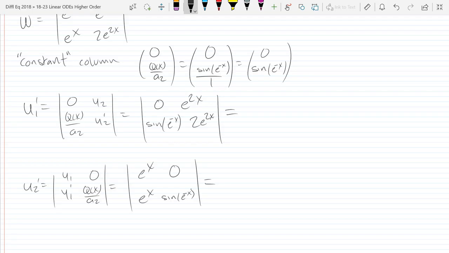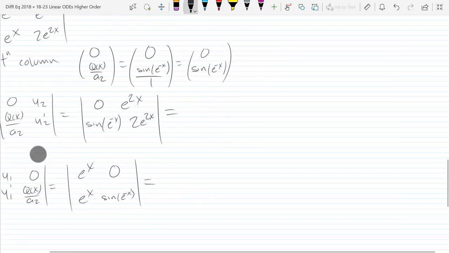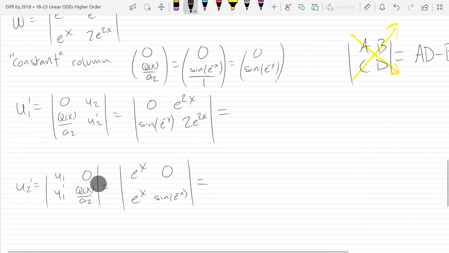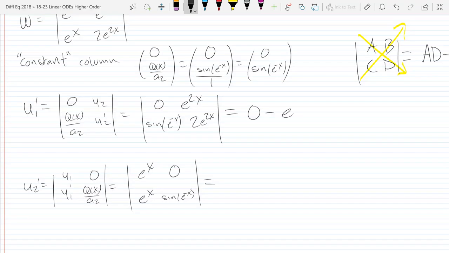Do you remember 2 by 2 determinants? Basically cross multiply. So I'll write that out in case you did forget. A, B, C, D. Determinant is A D minus B C. So hopefully you didn't forget that. Basically you're going across here. When you go upwards, you're multiplying and subtracting. When you go downwards, you're multiplying and adding. So we get 0 minus e to the 2x sine e to the negative x. And the second one, we're going to get e to the x sine e to the negative x minus 0.